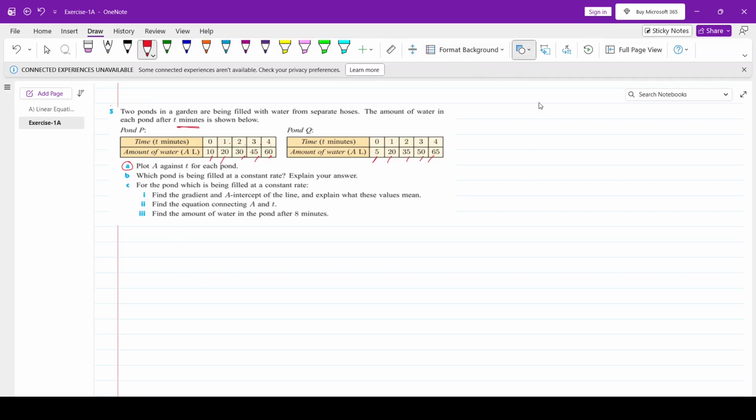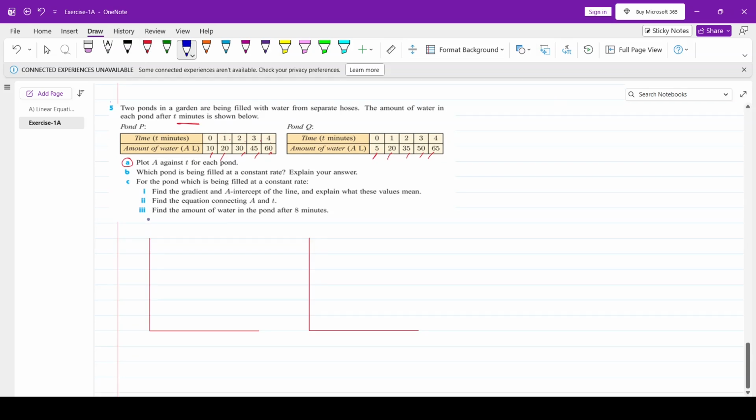So let's draw it. Let's make axes. Let's say this is pond P, this is pond Q. This is amount A, this is time in minutes. Now when we have t equal to 0, the amount of water is 10. This is 10, 20, 30, 40, 50, 60, and so on.